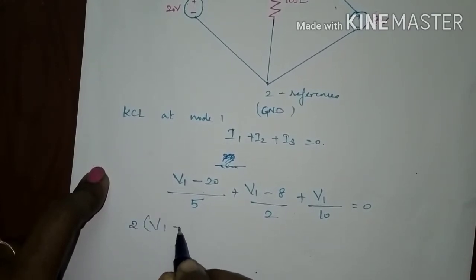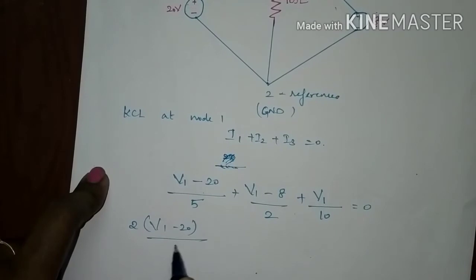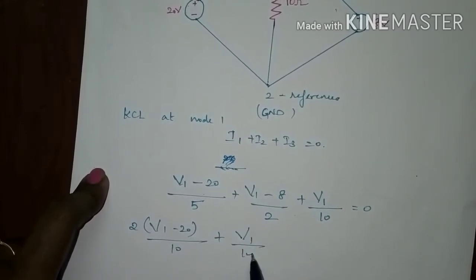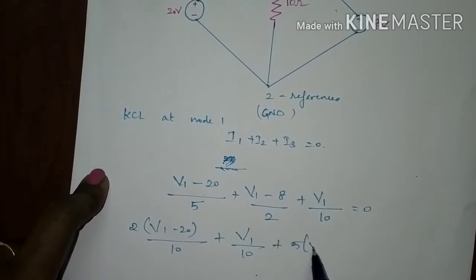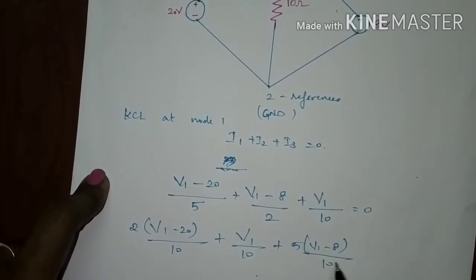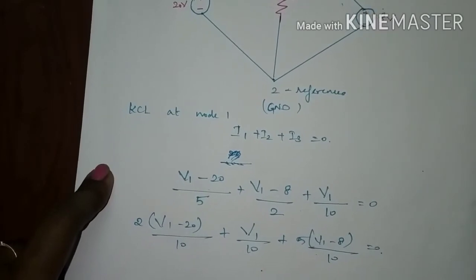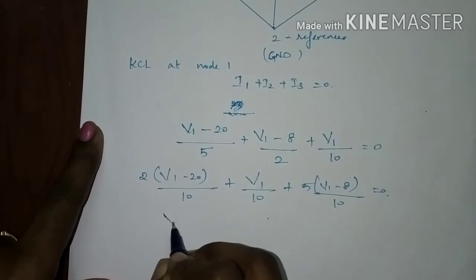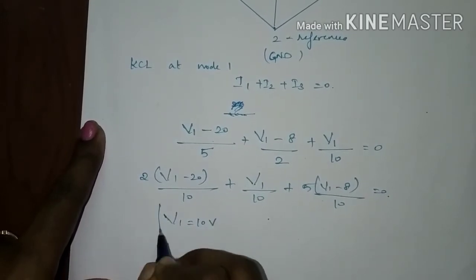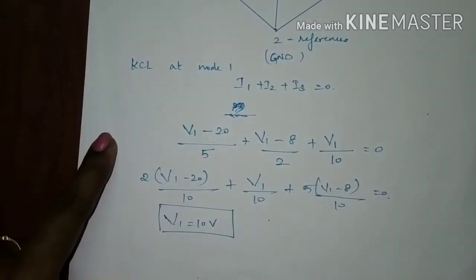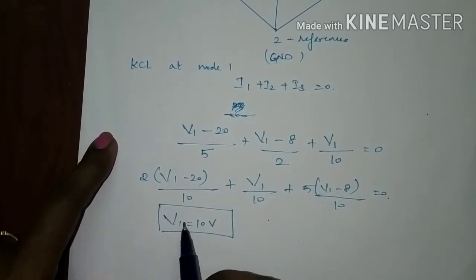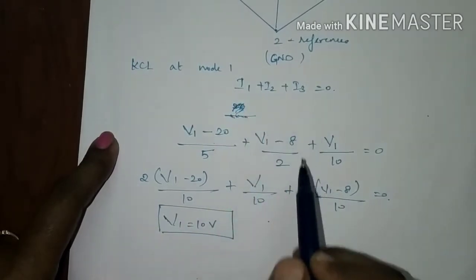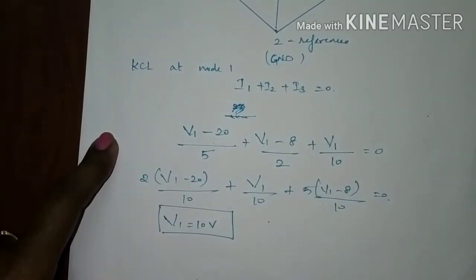2 into V1 minus 20 divided by 10 plus V1 divided by 10 plus 5 into V1 minus 8 divided by 10 is equal to 0. On solving this equation, you will get V1 as 10 volts. If you substitute V1 in the values of I1, I2 and I3, you will get the values of the branch currents.